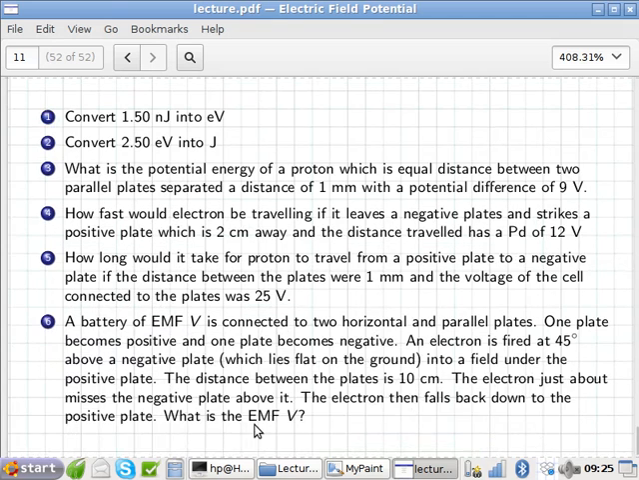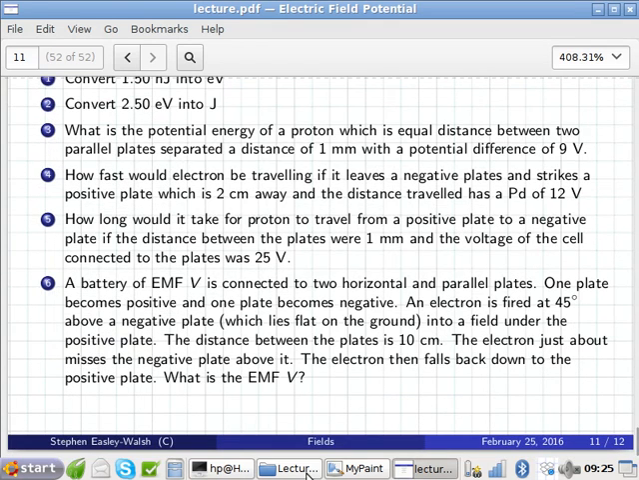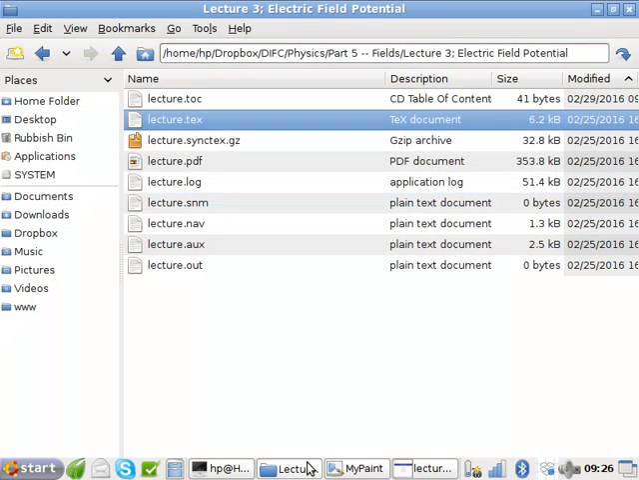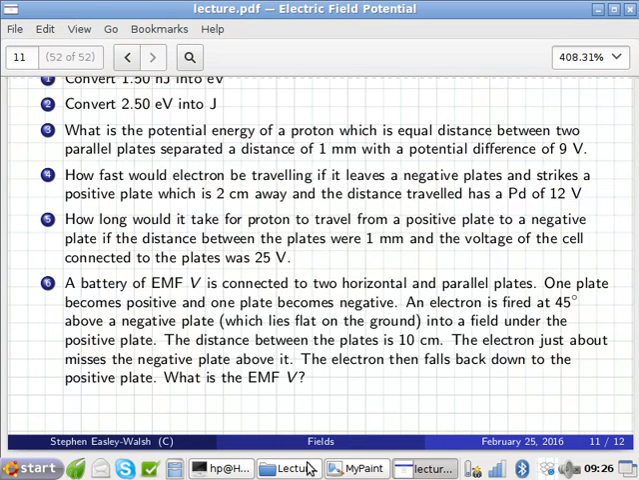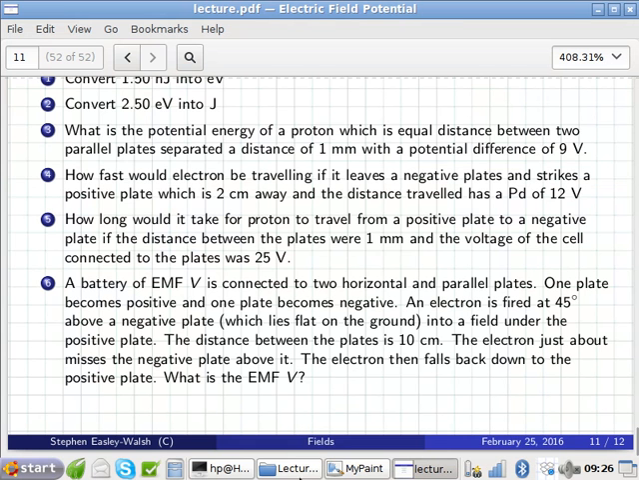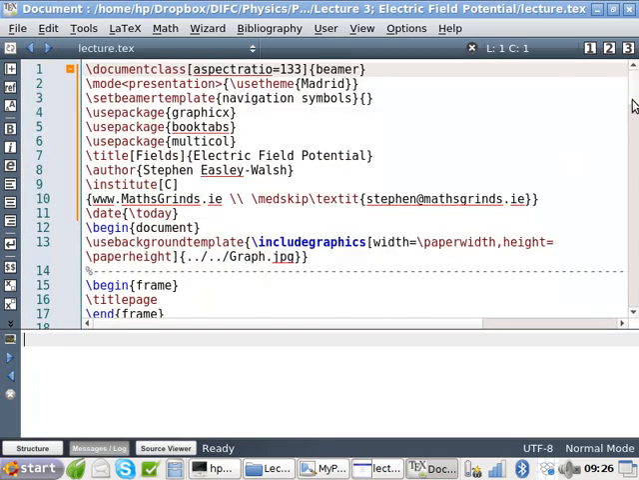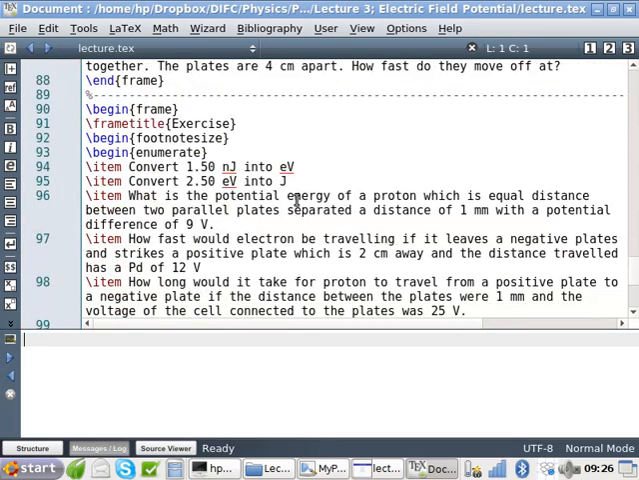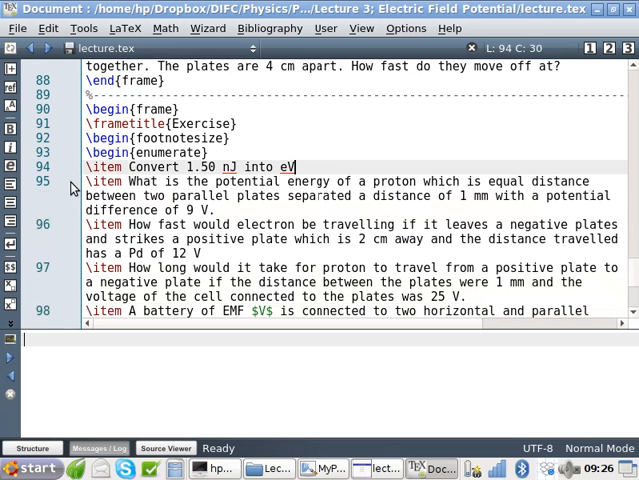Number 6. Number 6 is an exam question. Even though it's a little difficult, it's still an exam question. Let me just load something here. Okay. I want to make this one the first one.